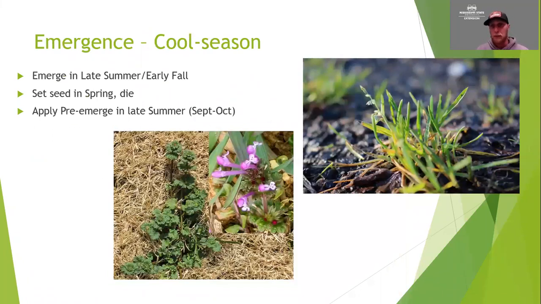We have cool season weeds, which I kind of alluded to earlier. Poa annua, which is in the top right, and henbit, which is this one on the bottom left here with the little purple flower. Probably a lot of y'all are seeing that in your yard or in your neighbors' or around a lot. It's kind of in full flower right now. Kind of creates a big mat of green and purple. These emerge in the late summer, early fall, and then they set seed in the spring, and then they die. So we want to apply pre-emerge in the late summer, early September through October.